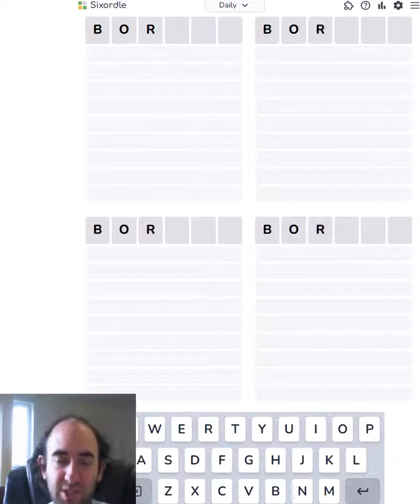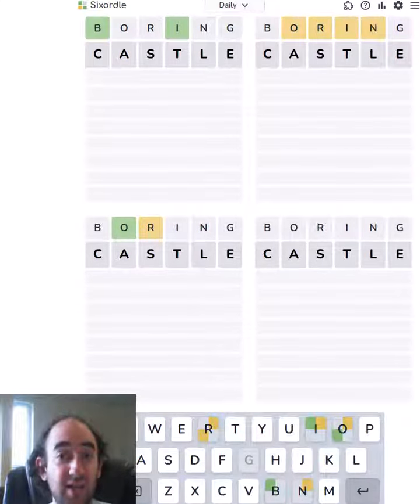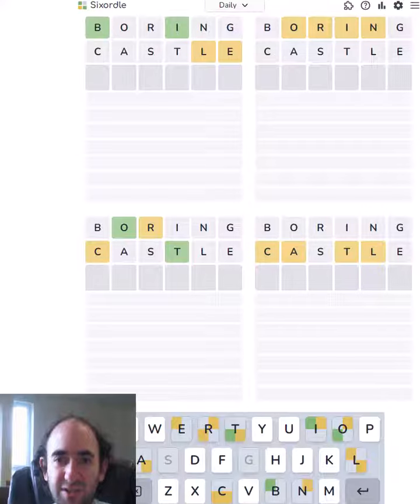We're returning to the boring castle today with my first 12 letters as I attempt the Sixordle puzzle, where I'm trying to guess 4 different words, as you can see. We've got some interesting patterns here.